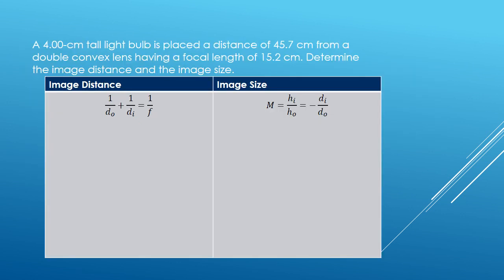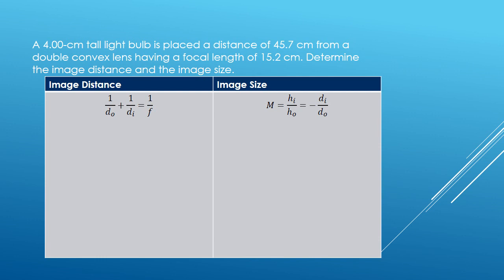So here's an example problem where we have a 4 centimeter tall light bulb. It's placed a distance of 45.7 centimeters from a double convex lens having a focal length of 15.2 centimeters. Determine the image distance and the image size. A trick is that because all of these things are ratios, you don't actually have to convert centimeters to meters in this case. So everything you can leave in centimeters, that's fine. Just make sure your answer is also in centimeters and that all of your distances are in the same units. So for example, if we had 4 meters and 45.7 centimeters, we would have to convert one of those.